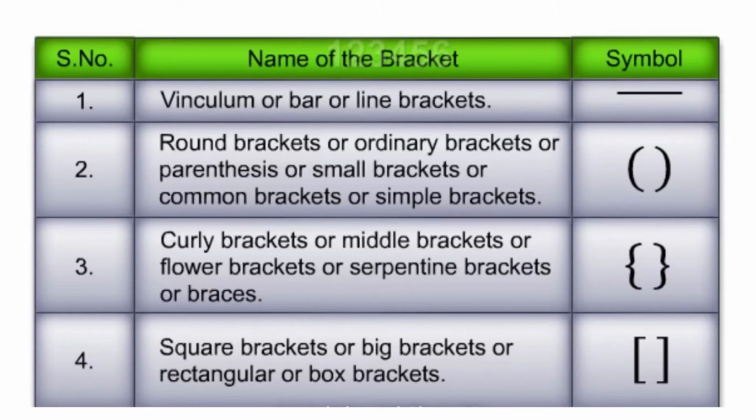Brackets are removed in a certain order. The order of removing brackets is vinculum, round brackets, curly brackets, square brackets. If there is a positive sign before a bracket, then the bracket is removed without changing the signs of the terms within the brackets. If there is a negative sign before a bracket, then the bracket is removed by changing the signs of the terms within the brackets. If there is no sign between the brackets, then a multiplication sign is presumed.